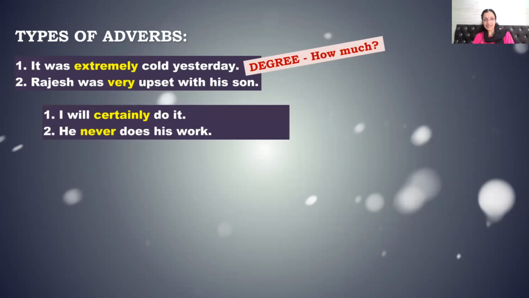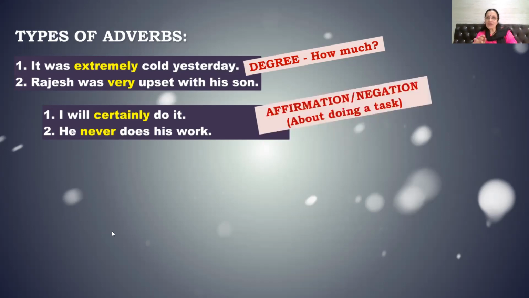Yes. I will certainly do it. He never does his work. Consistency. Consistency, certainty, surety, confirmation, or negation. He never does it. I will certainly do it. Okay, surely I will do it. So, affirmation or confirmation and negation. Certainly, surely I will. He never does, negation. Okay, this is about doing a task.